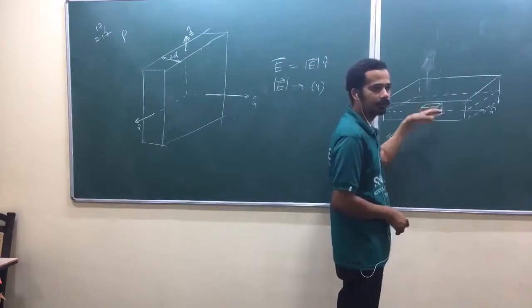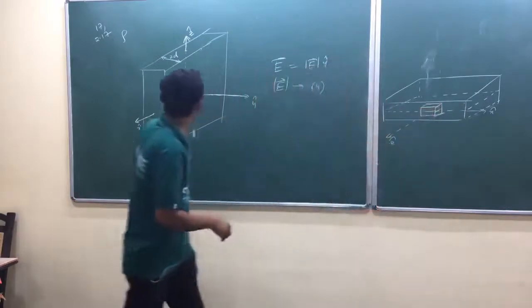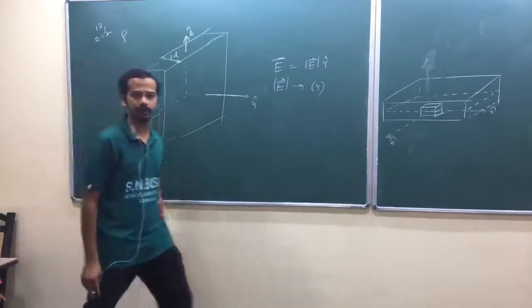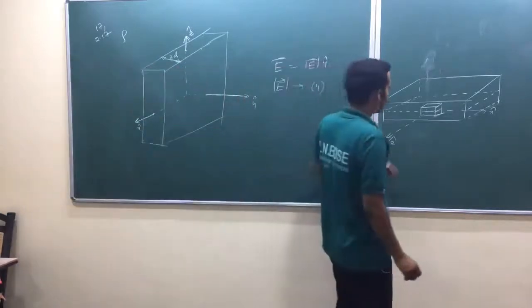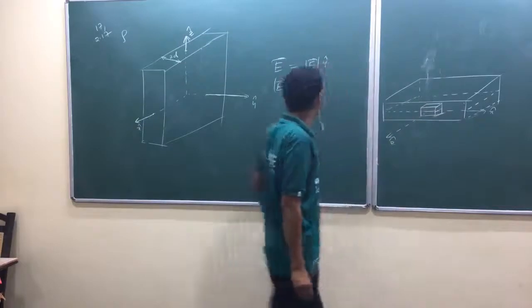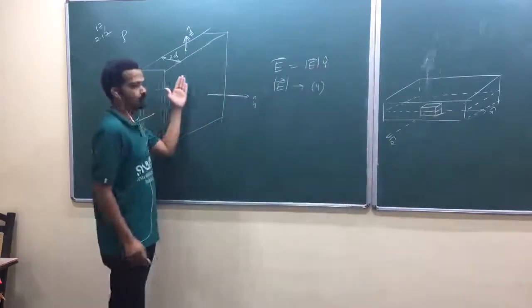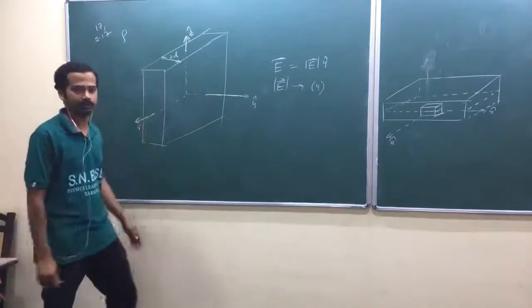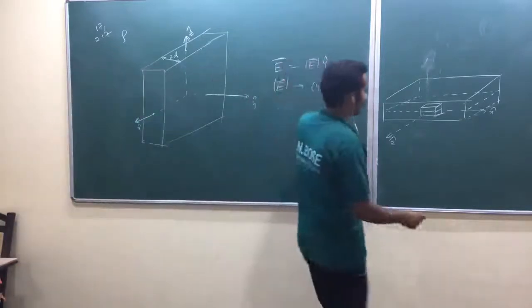Are you getting my point? This should be symmetric with your ZX plane. Your Gaussian pillbox should be symmetric with your ZX plane. So one side of that pillbox will extend towards the y-axis, and the other side will extend towards the negative y-axis. Okay, let me take it like that. So now look here.